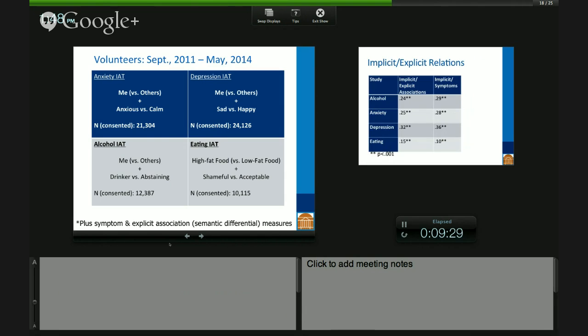In addition to completing the implicit association measure, each person completed a well-established symptom measure in that domain, and they also completed what we're calling an explicit association measure. These were just 2 semantic differential items that were parallel in form to the implicit association test. So it would ask for the anxiety one, to what extent do you associate yourself as anxious versus calm? And they would indicate that on a Likert scale, and then how do you associate others as anxious versus calm? Take the difference between them, and that way we have a nice sort of relative comparison.